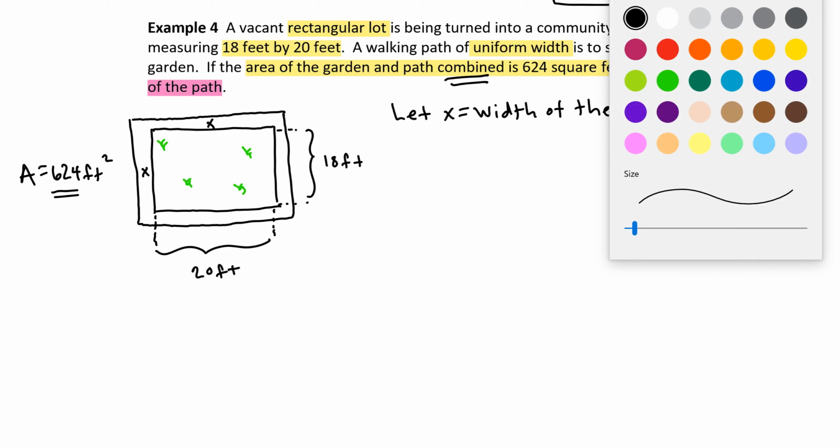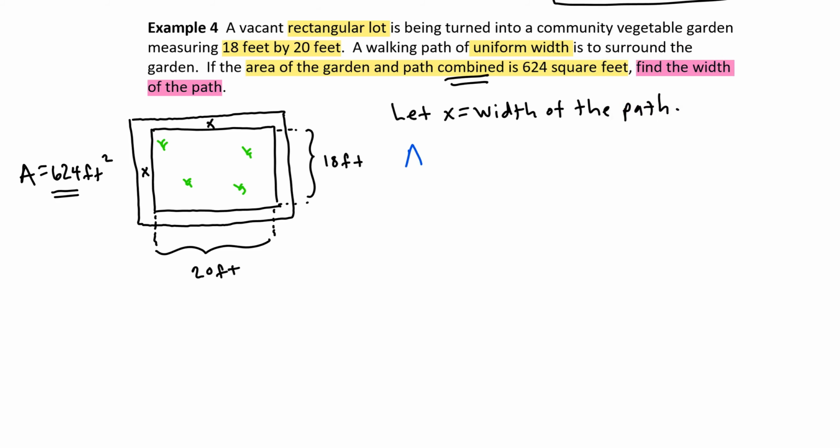Again, our governing formula is very simple. Area equals length times width. The area of the big rectangle that we're considering is 624 square feet. So I'm going to plug that in for area. 624.